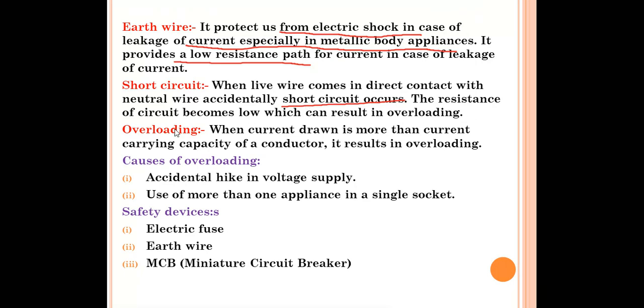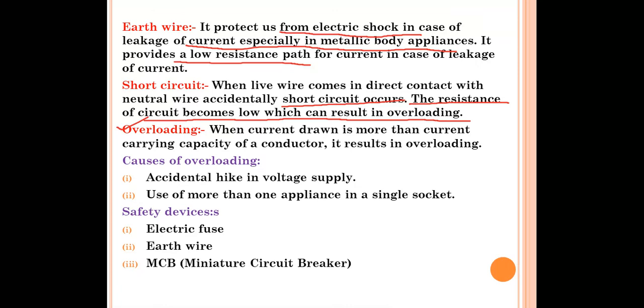The resistance of circuit becomes low, which can result in overloading. Then if they will come in close contact with each other, then what will happen? Resistance of the circuit will become low, and it can result in overloading also. Now, what is this overloading? When current drawn is more than current carrying capacity of a conductor, it results in overloading. Sometimes you have seen that if many of the appliances are used in the house, and all those appliances are not working properly, then we say that it is overloading.